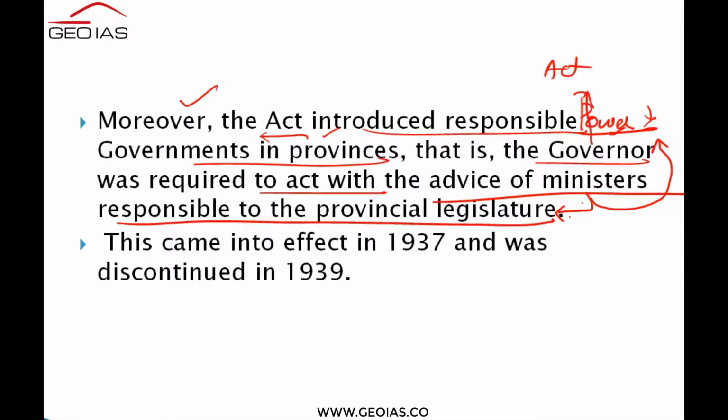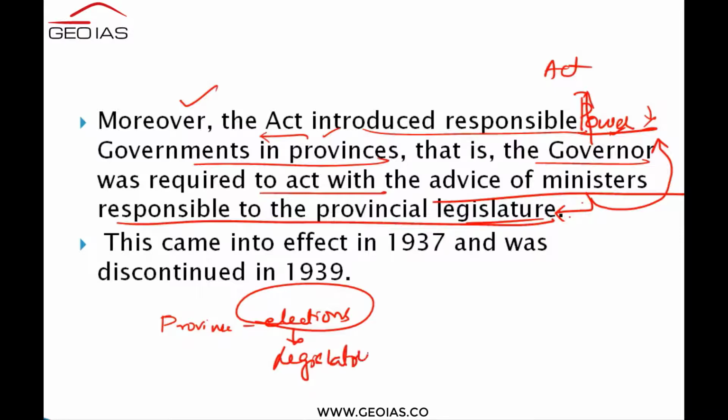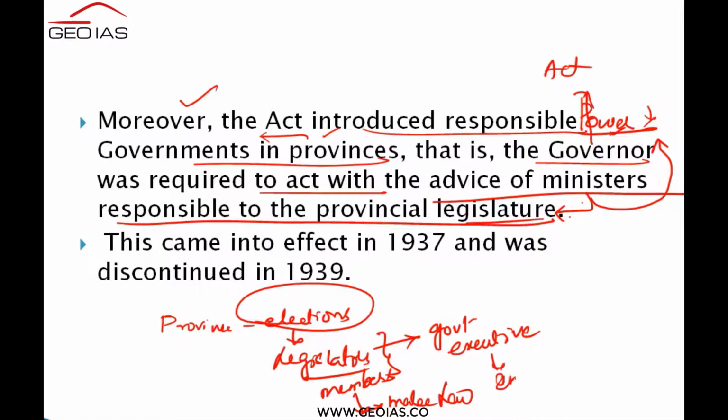So what is this thing? In some provinces, elections were held. In these elections, we will elect the legislators. These legislative members we will elect. What is their function? To make laws. So in this legislature, the members who got the majority will form the government. They do the work of the executive, and they implement the laws which were passed by the legislature.